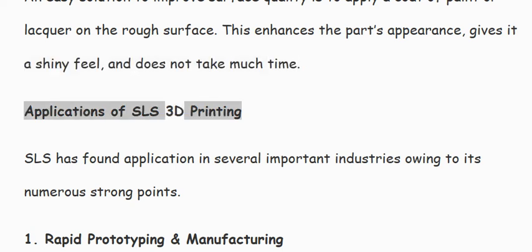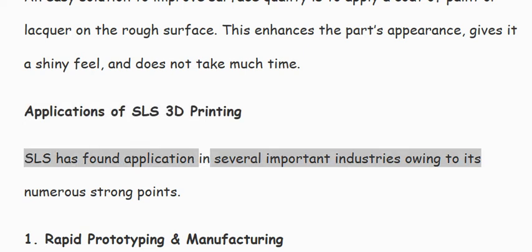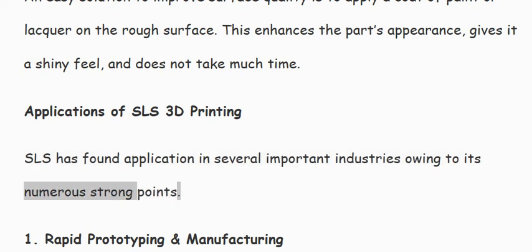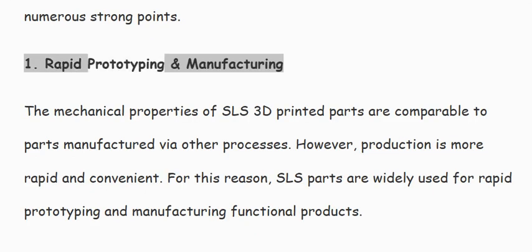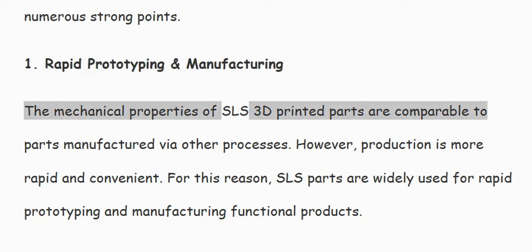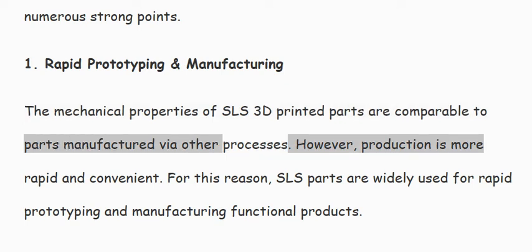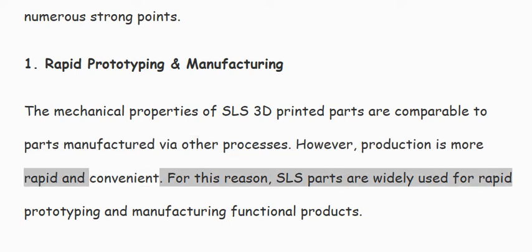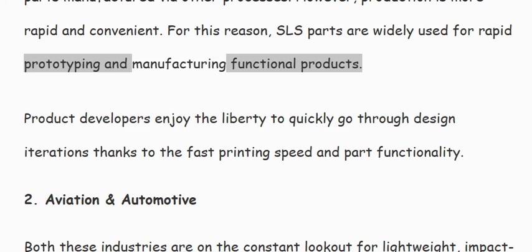Applications of SLS 3D printing. SLS has found application in several important industries owing to its numerous strong points. 1. Rapid prototyping and manufacturing. The mechanical properties of SLS 3D printed parts are comparable to parts manufactured via other processes. However, production is more rapid and convenient. For this reason, SLS parts are widely used for rapid prototyping and manufacturing functional products.